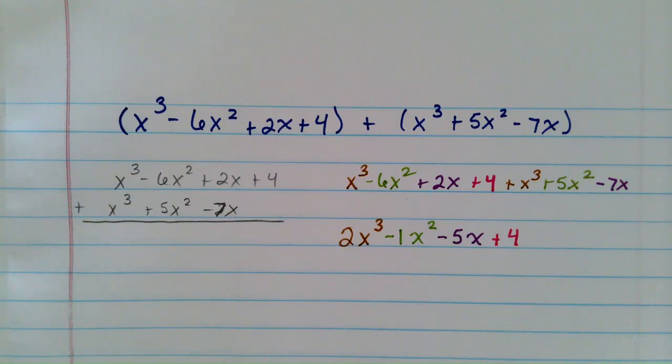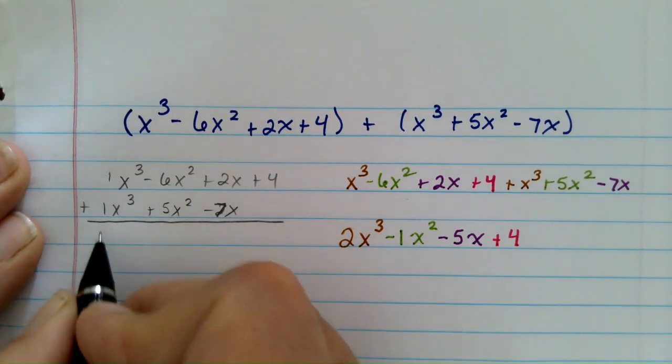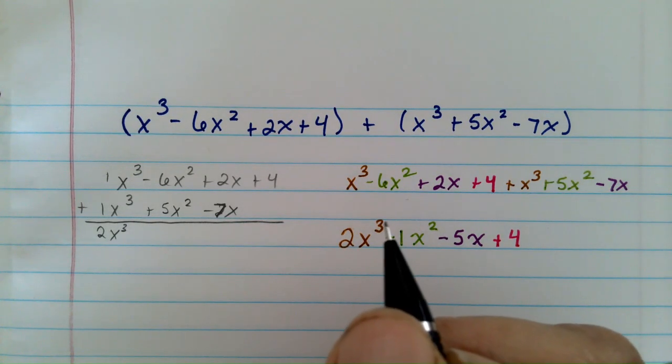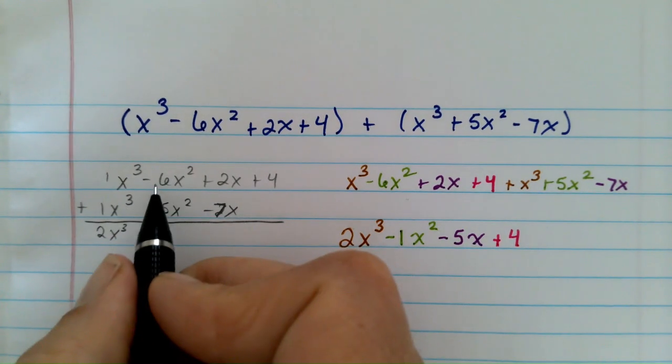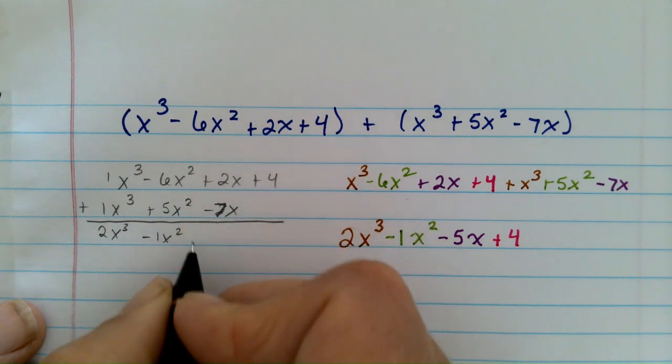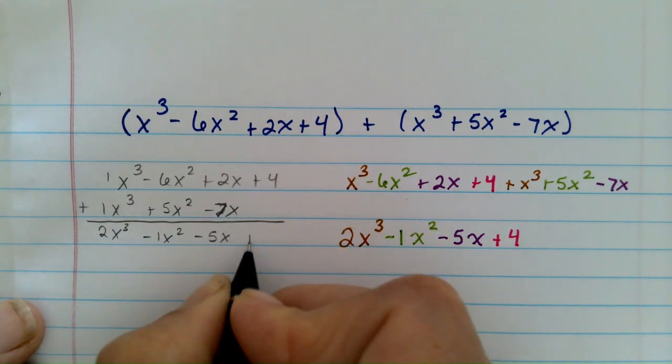Could we have gotten the same things from this vertical alignment? 1x cubed plus 1x cubed is 2x cubed. Notice how we only change the coefficient when we're adding like terms. Negative 6x squared plus 5x squared is negative 1x squared. 2x minus 7x is minus 5x plus 4.